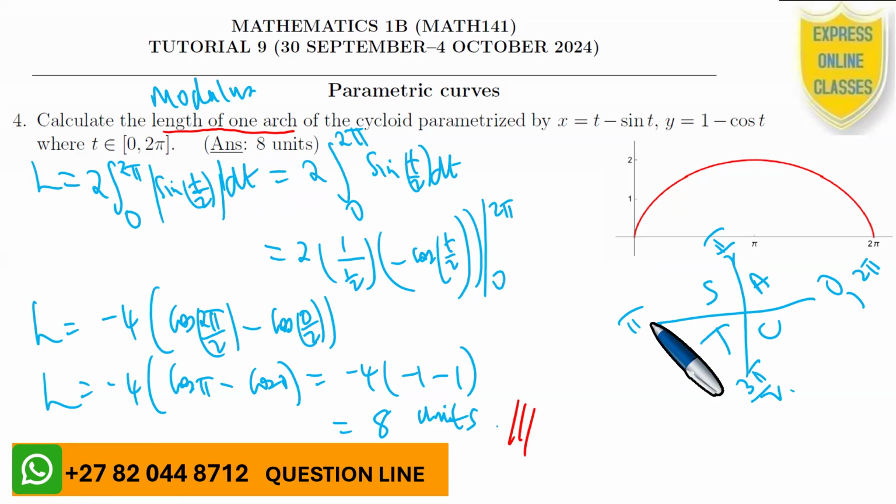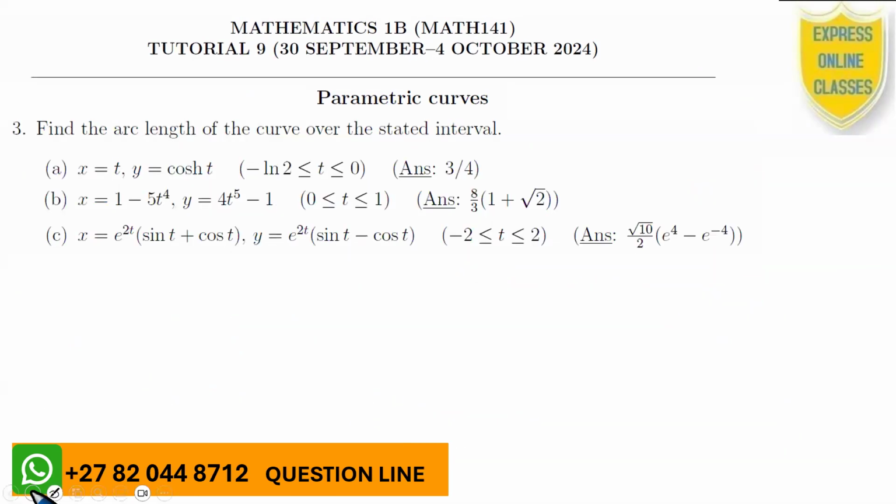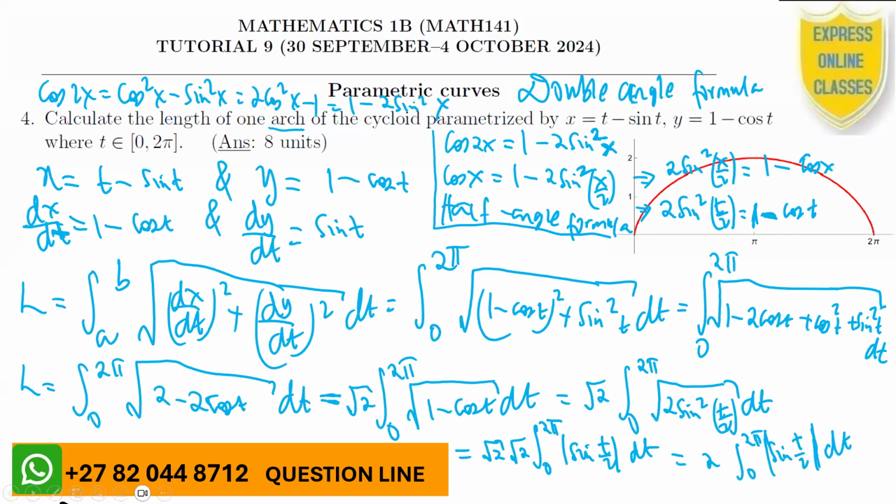parametrized by exactly those equations. It's the length of one arch of the cycloid parametrized by those particular equations there. So look at that and think about it very carefully, because we started off at the beginning. So we started off here, right, we started off here for number 4.